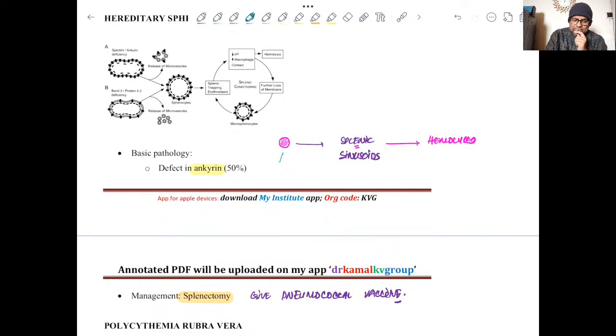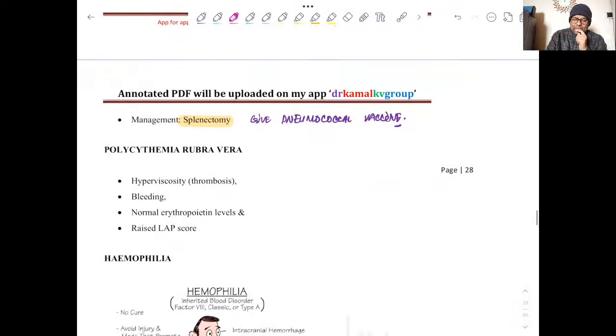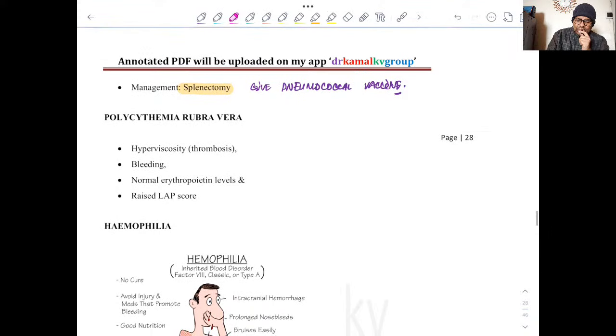So this is hereditary spherocytosis, and very easy to identify on peripheral blood smear, because normally when we see RBCs, there is a central pallor, right? So there is a central pallor, but in hereditary spherocytosis it is all dark, no pallor. Clear? Then PRV, that is primary polycythemia.